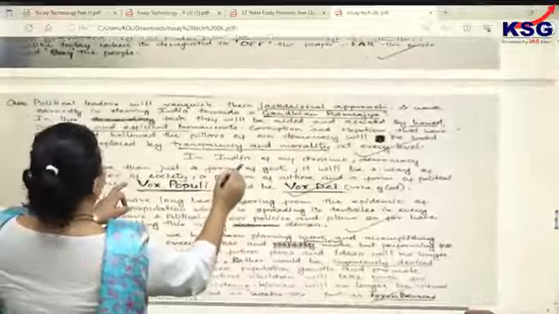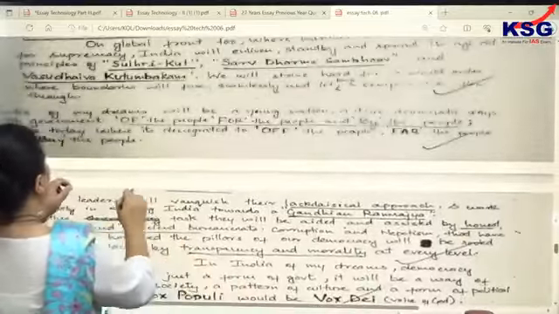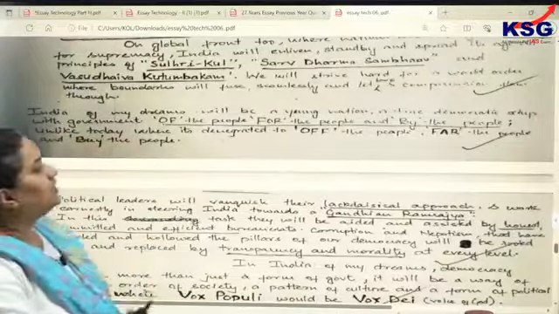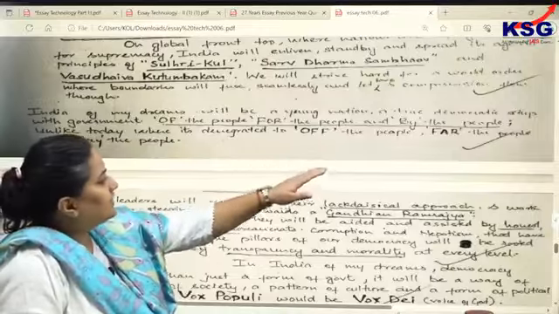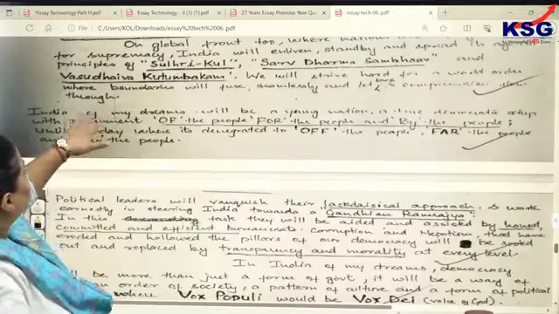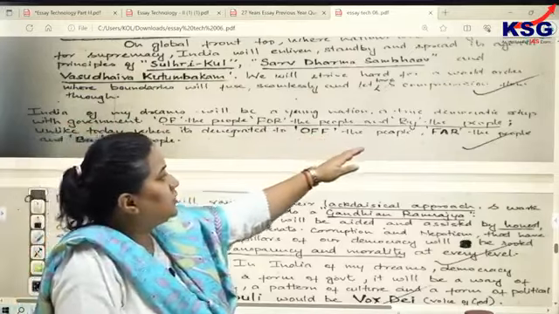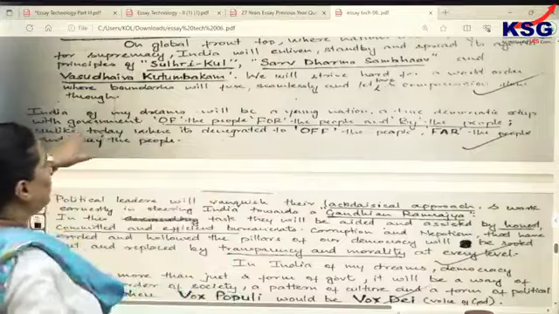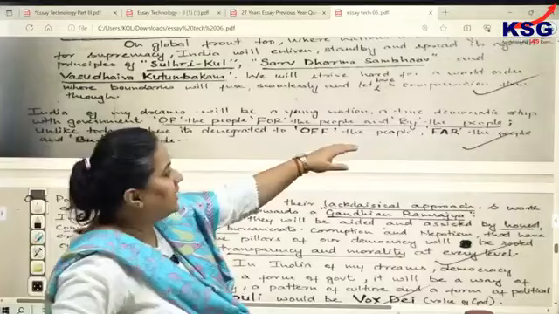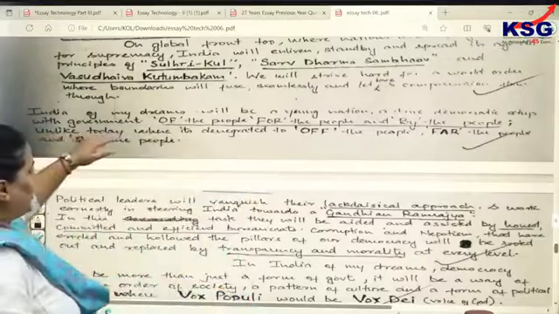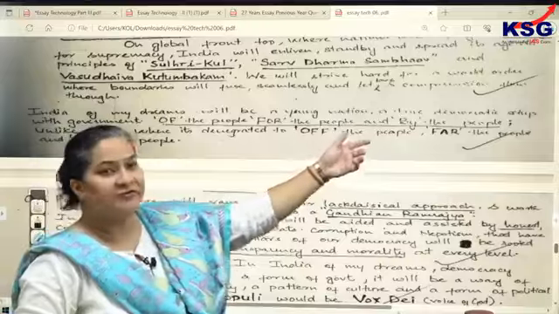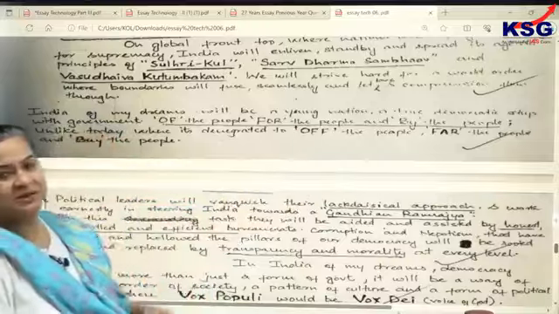So, with respect to the topic of democracy, this student wrote this given expression. India of my dreams will be a young nation, a true democratic setup with government of, now "of" is in capital, of the people, for the people, by the people. Unlike today, where it has denigrated to of the people, FAR, for the people, BUI, by the people.